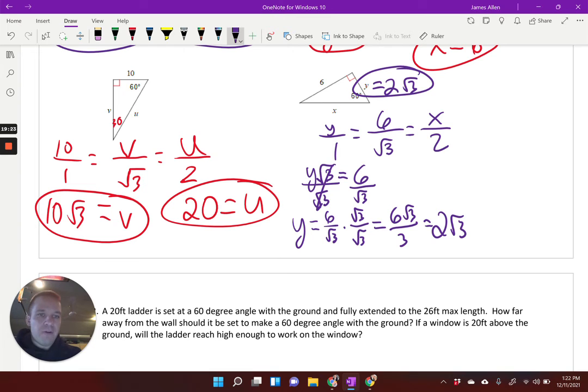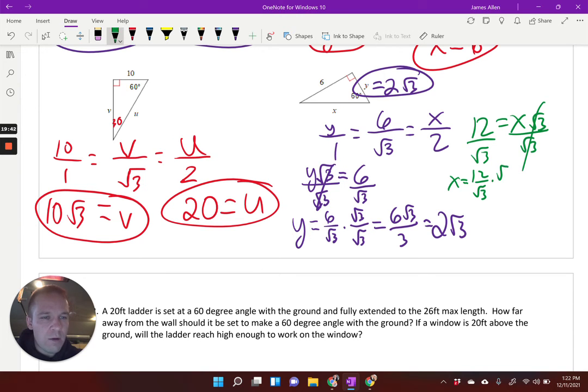All right. Now for x. I'll change colors for x so it doesn't get all mishmashed. We'll go with green. So I get 6 times 2 is 12. And then we have x root 3. Divide by root 3. And some of you might be like, dude, could I just multiply by 2 since I have the short side? You are correct. But I'm going to go through this. So we get x equals 12 over root 3.